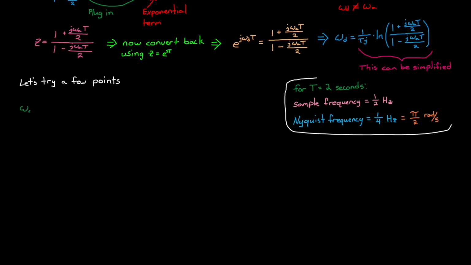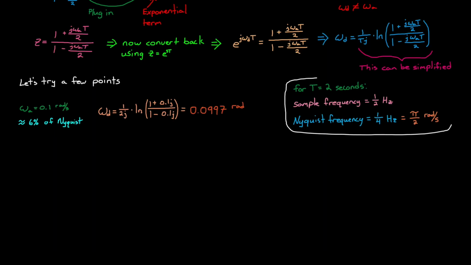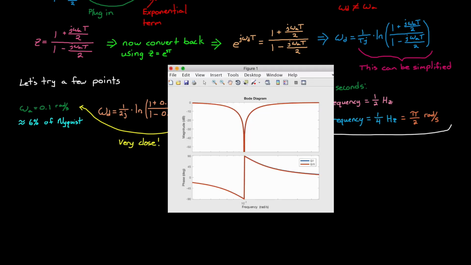For our first point, let's look at an analog frequency of 0.1 radians per second. This is about 6% of the Nyquist frequency, which is relatively slow. Let's plug this into our equation, and rather than solve it by hand, let's just quickly solve it in MATLAB. First, I'll define the omega a variable, type out the equation for omega d, and we get a discrete frequency of 0.0997 radians per second. You'll notice that this is very close to our starting analog frequency, and it's what we saw when we plotted the discrete and analog notch filters on top of each other when the critical frequency was 0.1 radians per second.